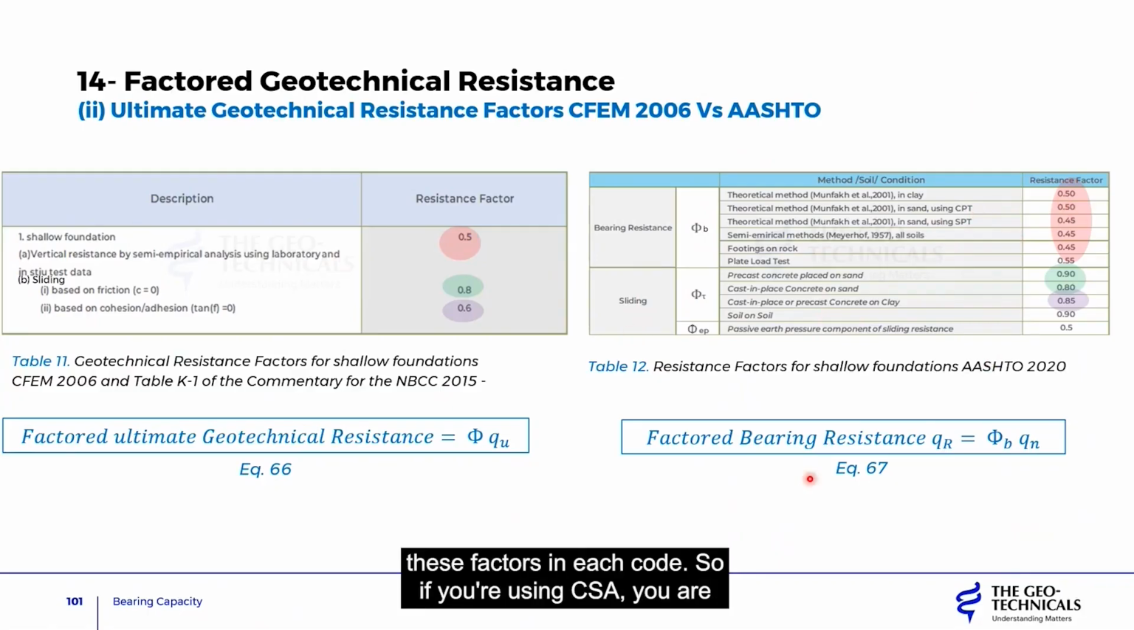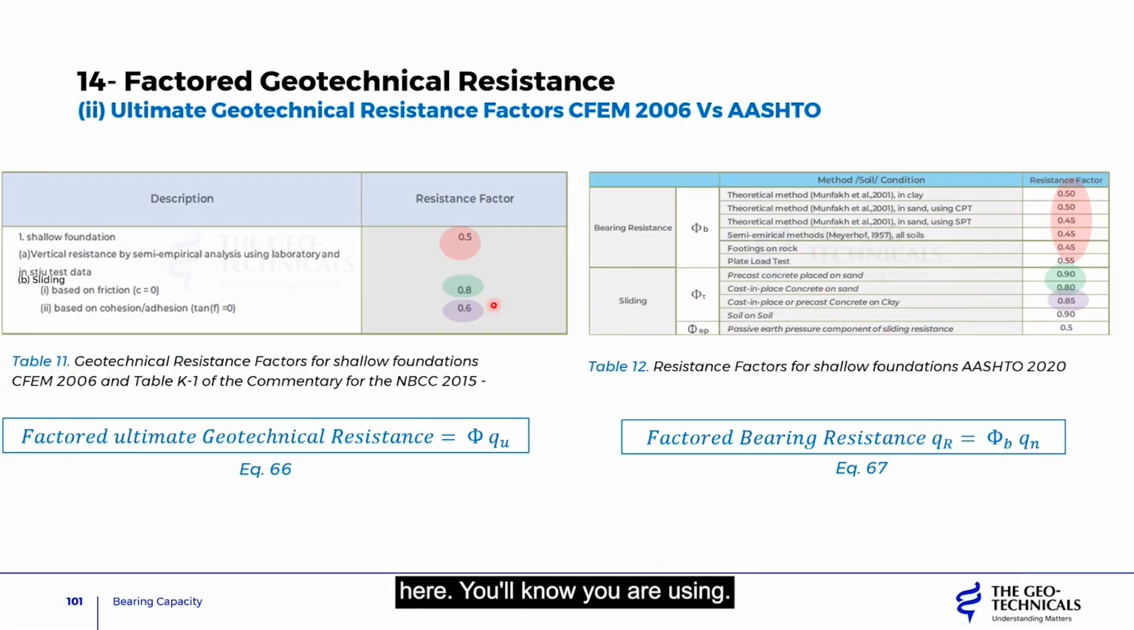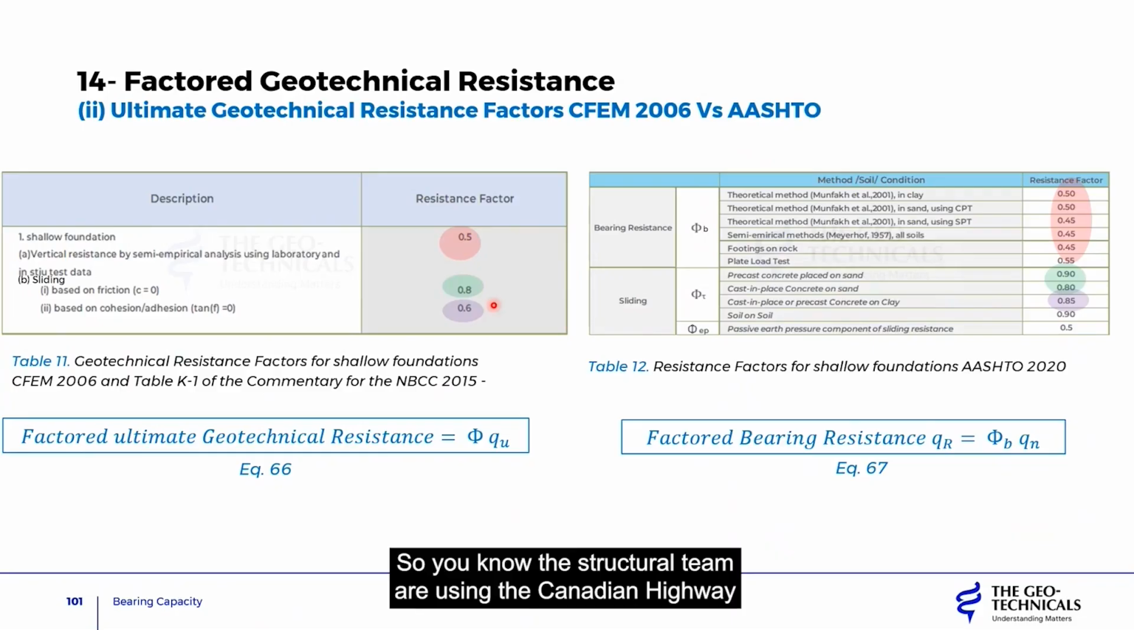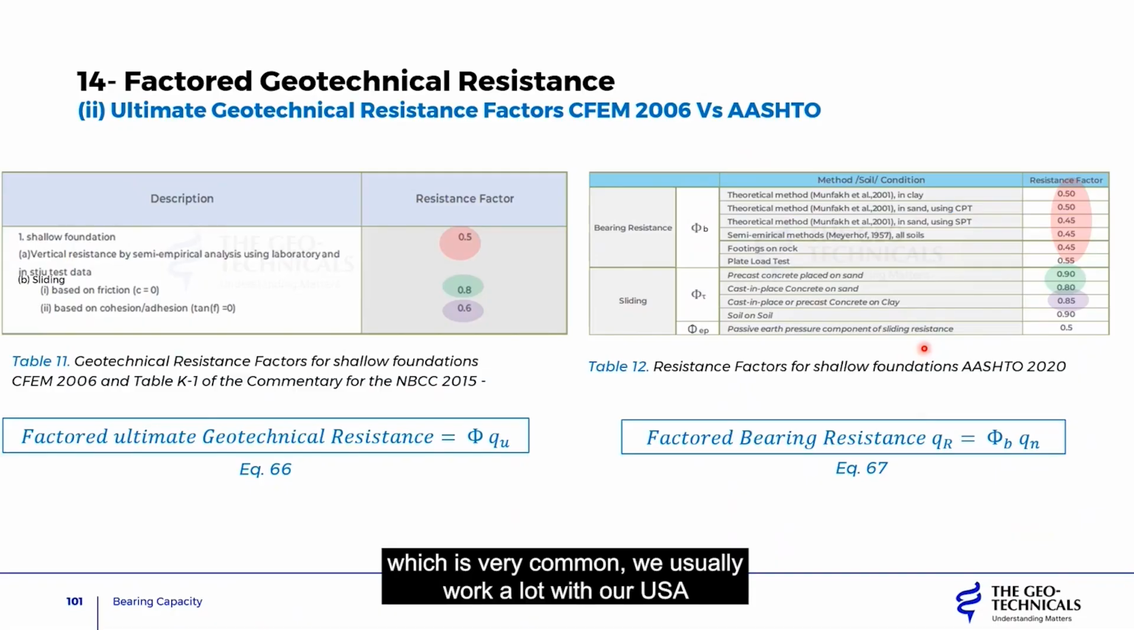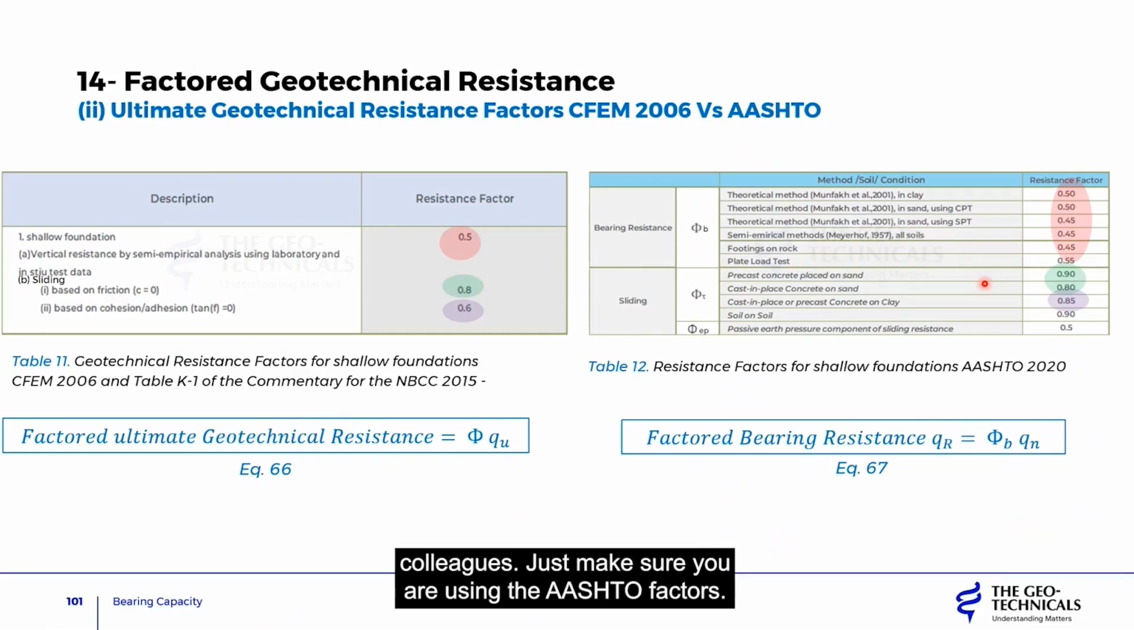So if you are using CSA, you know the structural team are using the Canadian Highway Bridge Design Code, so you need to go and use that, or the National Building Code of Canada, so you know you need to go and use that table. If you are designing something in the USA, which is very common, we usually work a lot with our USA colleagues, just make sure you are using the H2 factors.